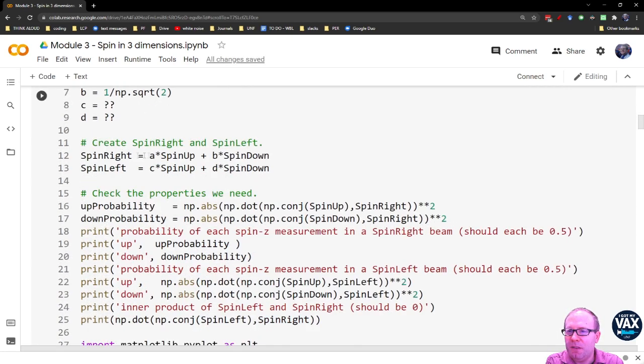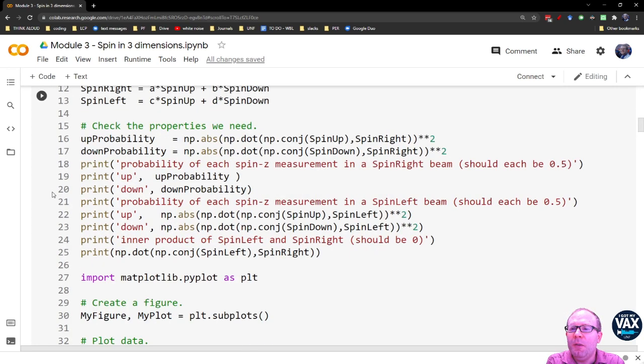And then we'll create spin right and spin left. That's the plus x and minus x as our linear combination here. And then we can check on the properties that we need. We've got the probability of measuring it up, the probability of measuring it down. That's just given as the modulus squared here of each of those inner products. And it will print all that information that you need there. And the goal is just to check to make sure that those results come out to what we expect it to be, what it's supposed to be, given the experiments that we conducted at the beginning of Module 2.